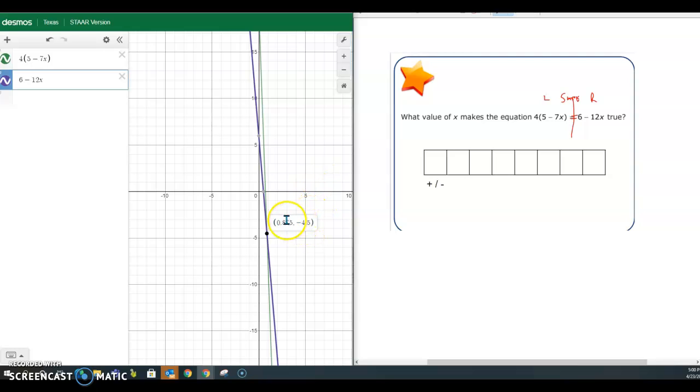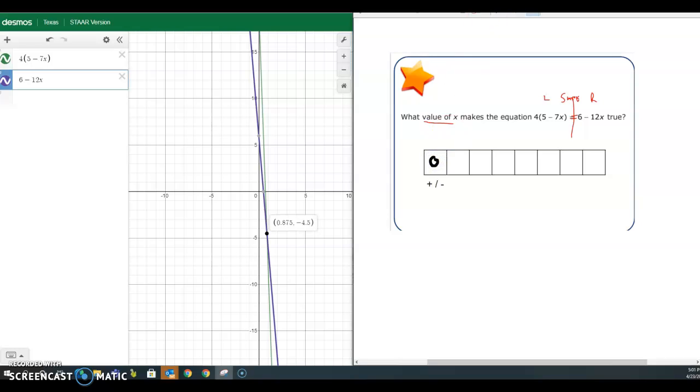So now you have two numbers, but you only have a blank for one number. So which number do you choose? Do you choose the 0.875 or the negative 4.5? You're going to want to choose the number that they tell you. They tell you to find the value of x, right? That means they want the x value. They want the number on the left, or the 0.875. So when you fill these boxes in, you're going to put the x value.